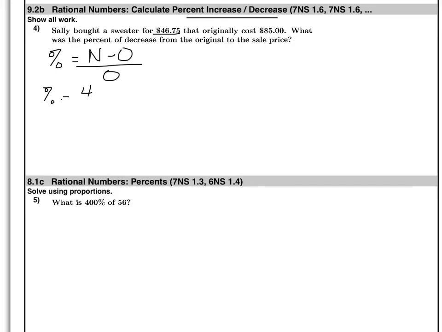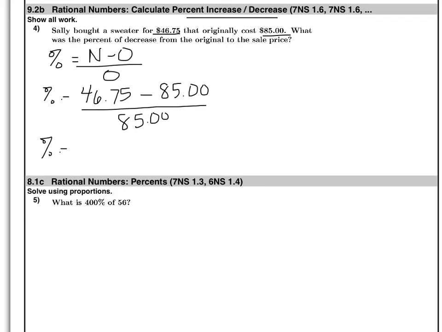That's the new amount. And it originally cost $85. That's the original amount. Now think about this. It was $85. It's now $46, which means it's a decrease. So our answer should come out negative. We're dividing that by the original, $85. So my percent of change is equal to $46.75 minus $85. So let's subtract $85 minus $46.75.